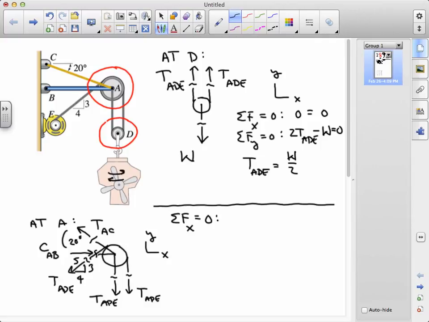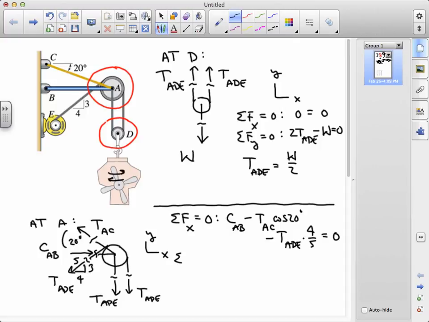In the X direction, we have the compression in AB minus the X component of the force carried by cable AC, which is going to be, in this case, minus TAC cosine 20, minus the component of the inclined tension in ADE that goes back towards the motor at E, and the cosine of that angle is 4 over 5, so we have minus TADE 4 over 5 equals 0.